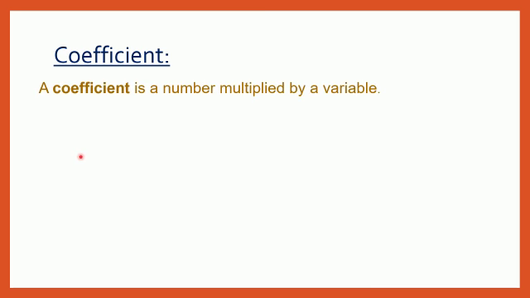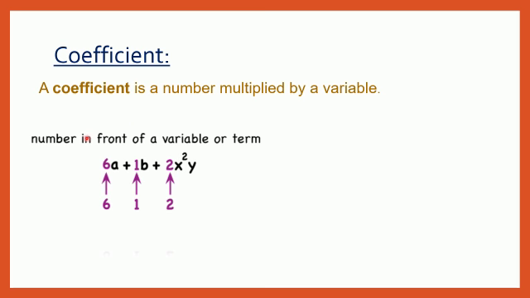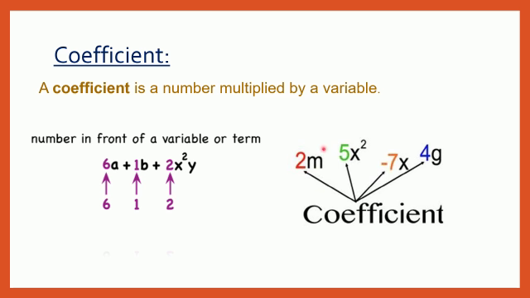What is a coefficient then? A coefficient is a number multiplied by a variable. A number which is in front of a variable or term is called a coefficient. Here a, b, x, y are the variables. The numbers in front of the variables, that is 6, 1 and 2, are called coefficients. See, in this example, the coefficient is 2, in this it's 5, in this it's minus 7 and in this it is 4.